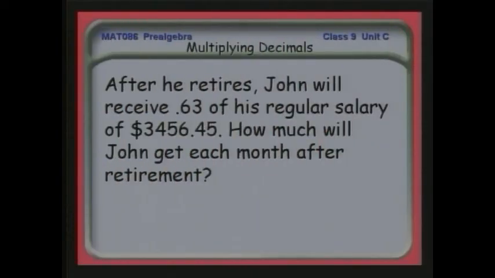Let's look at another fast problem using multiplication of decimals. After he retires, John will receive 0.63 or 63 hundredths of his regular salary of $3,456.45. How much will he get each month after retirement? There's the information we're given. Here's what we're asked. Let's summarize that.